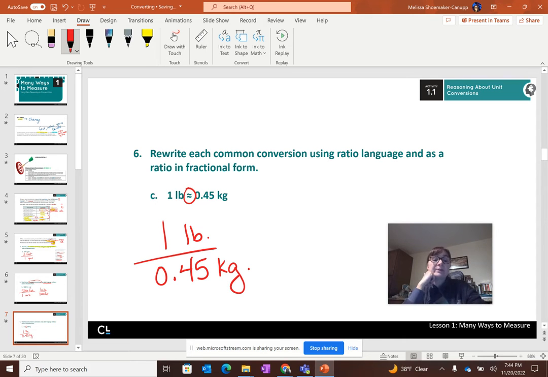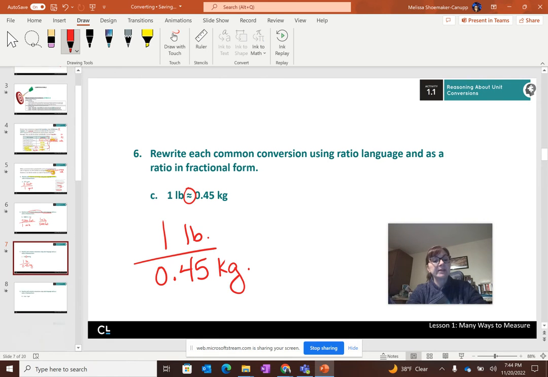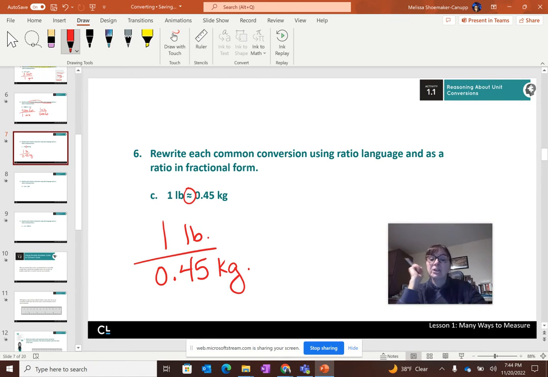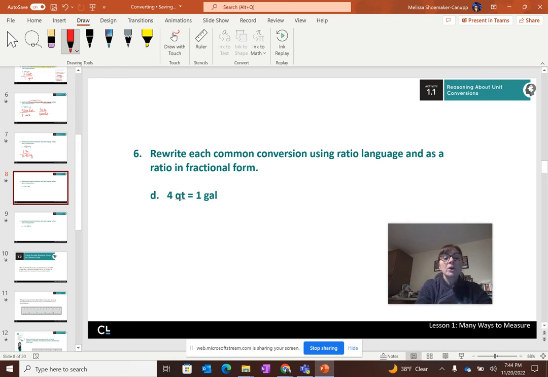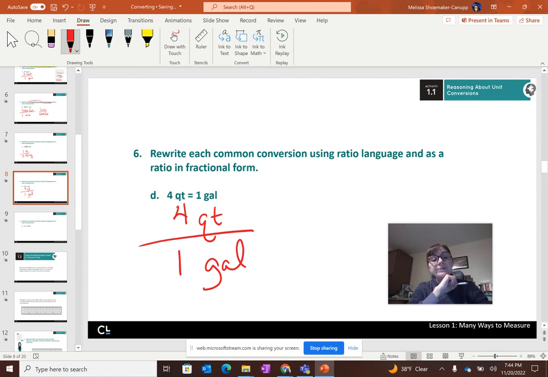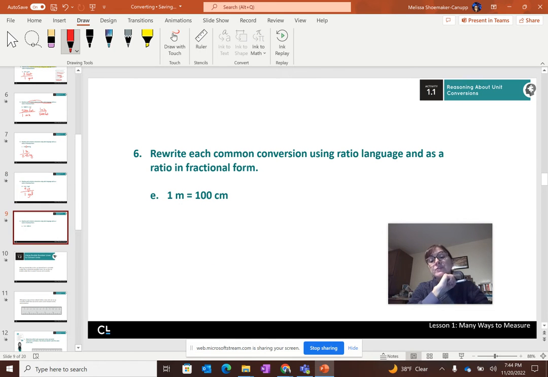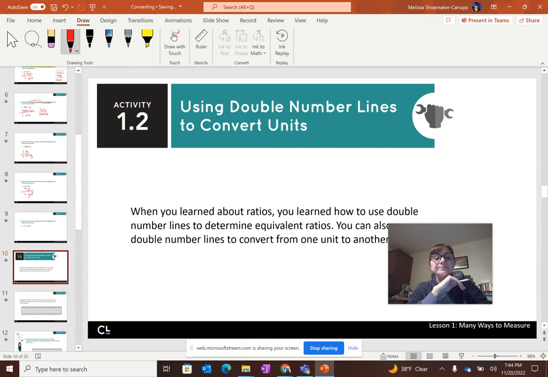Now, it would be helpful to be familiar with what these abbreviations are: LB is pound, kg is kilogram. Okay, that's probably something that we could work on maybe in a booklet. Okay, 4 quarts equal 1 gallon. Now, there's one more. I'm going to have you do it by yourself. Okay, so pause and do that. Raise your hand and let me check it. I'm sure it'll be awesome. I'm going to keep moving.